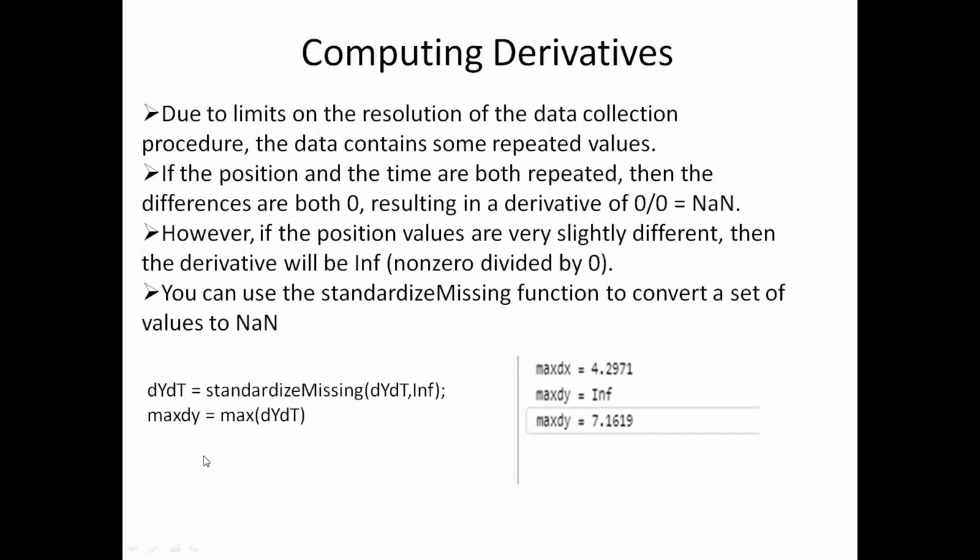When you compute the maximum using the max function, it usually ignores NaN values, so that is not going to affect our result. On further execution of this program, the maximum dy value comes out to be 7.1619. This is after replacing the infinite values. So this is how we compute the derivatives and use these values for further classification.